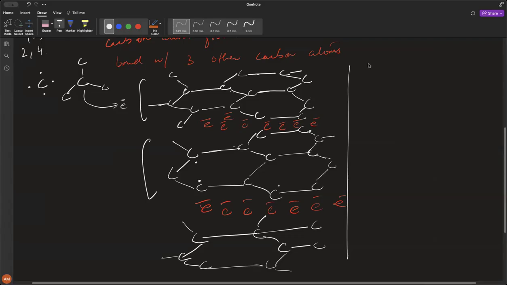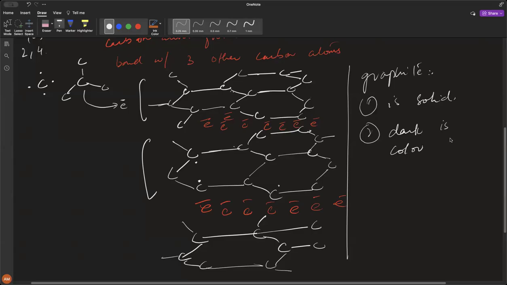So graphite, number one, is a solid. Number two, it is dark in color, black, because it does not allow light to pass through it. And number three, it's soft.